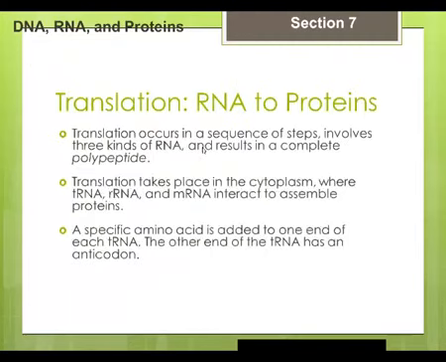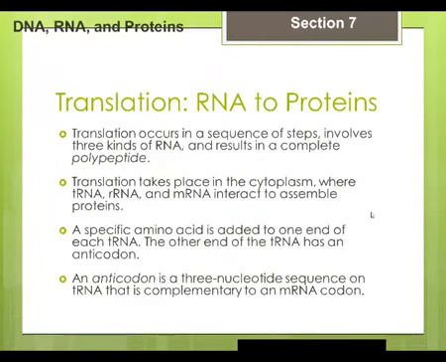Looking more specifically at this process of translation, this is the process of taking the RNA and copying it into proteins again. Translation occurs in a sequence of steps where it involves 3 kinds of RNA, and it results in a complete polypeptide. Translation takes place in the cytoplasm, where transfer RNA, ribosomal RNA, and messenger RNA all interact to assemble proteins. A specific amino acid is added to one end of each transfer RNA. The other end of the transfer RNA has an anticodon, and an anticodon is a 3-letter nucleotide sequence on transfer RNA that is complementary to the mRNA codon.